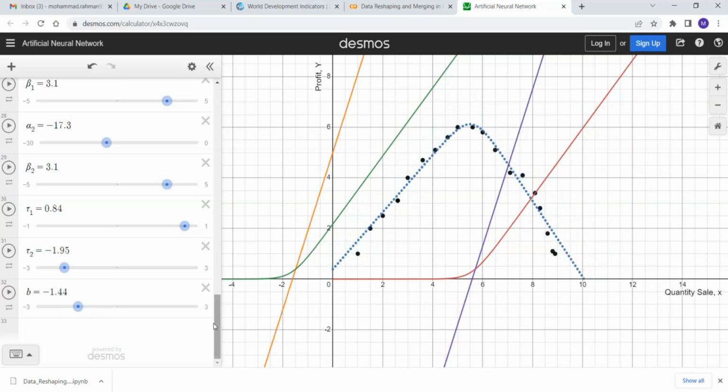Okay. So this way, all parameters are estimated, and they are estimated in such a way that this predicted line and the actual points are very close. That is the ultimate thing. So this is an artificial neural network. I think you have understood. I tried to make it as clear as possible.